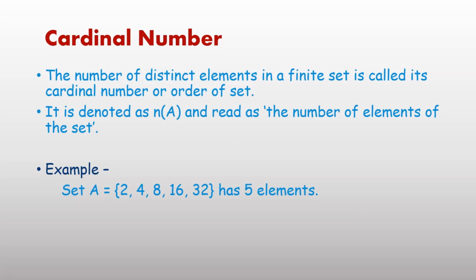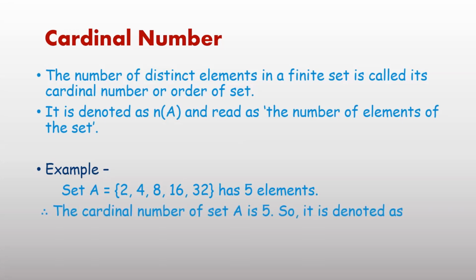Set A equal to 2, 4, 8, 16, 32 has 5 elements. So cardinal number of set A is 5, denoted as n(A) equal to 5.